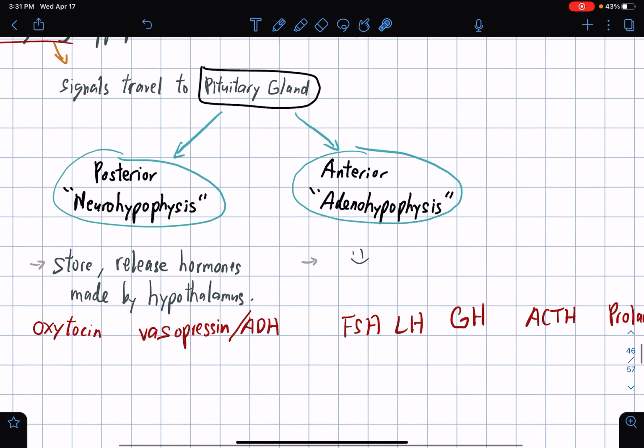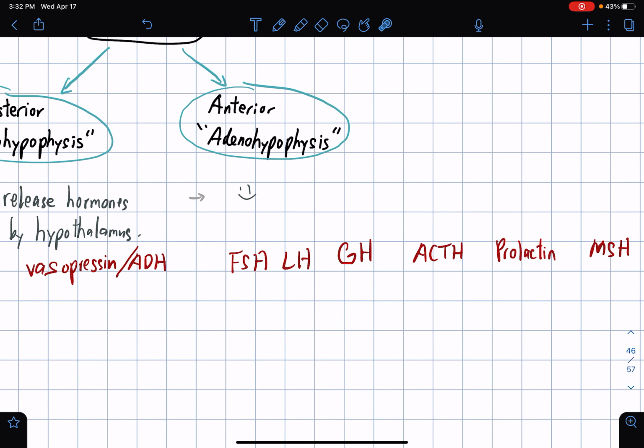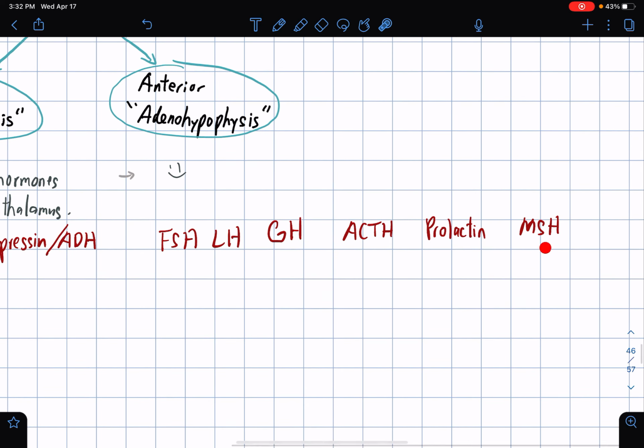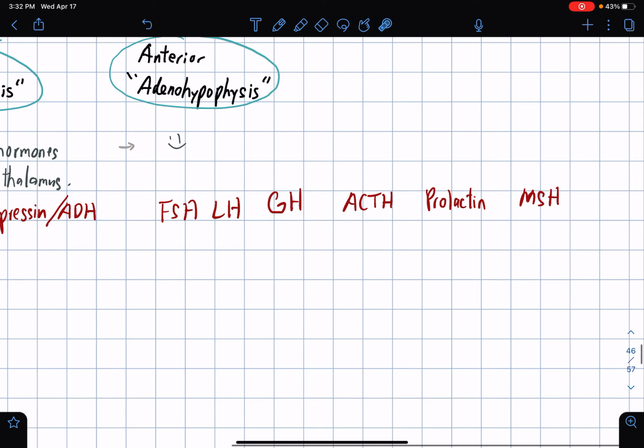For the anterior, it has FSH, LH, GH, ACTH, prolactin, and MSH. I don't know the full name of each one, but let me mention what I know. FSH basically means follicle stimulating hormone. That's all I know. LH is luteinizing hormone. GH I don't know. ACTH is adenoglucocorticosteroids. And MSH I don't know either.